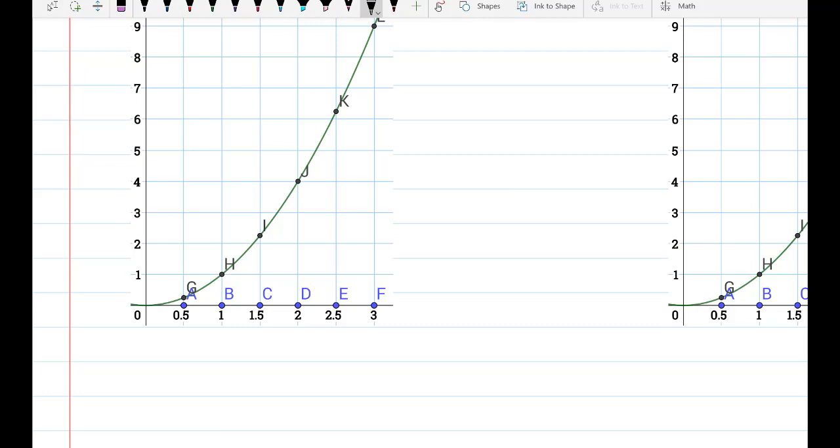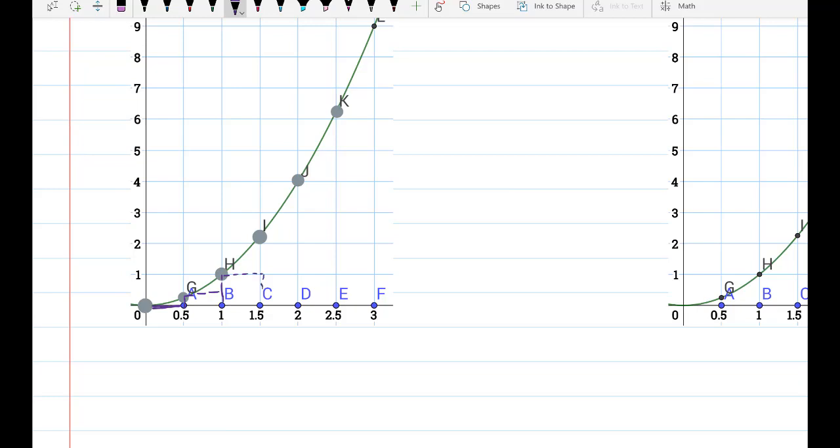So my first rectangle is going to start at 0. That's my first point. My second rectangle is going to start here. Third one's here, fourth one's here, fifth one's here, and sixth one is here. So the first rectangle has 0 area. It's just a straight line. The second rectangle has a little bit of area.